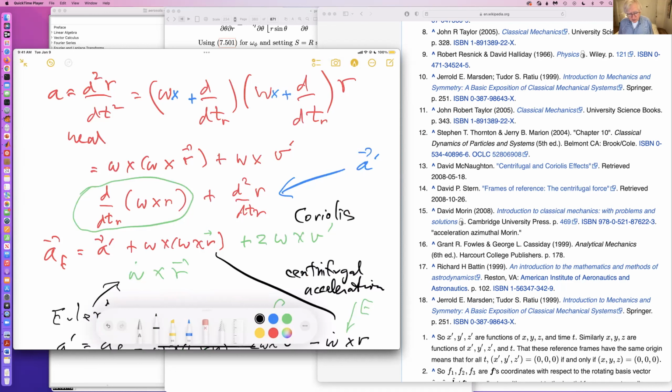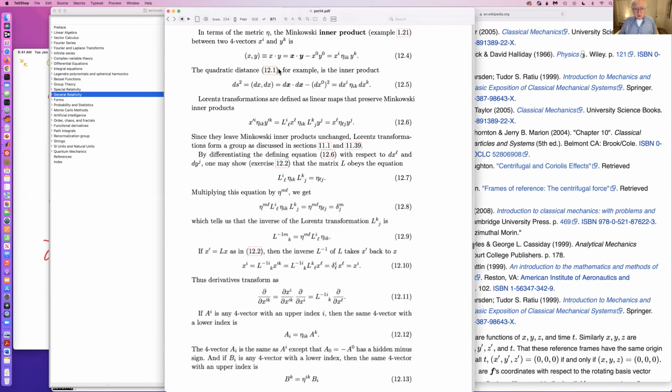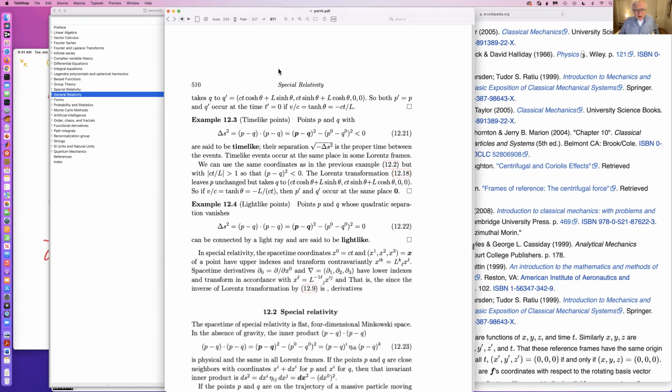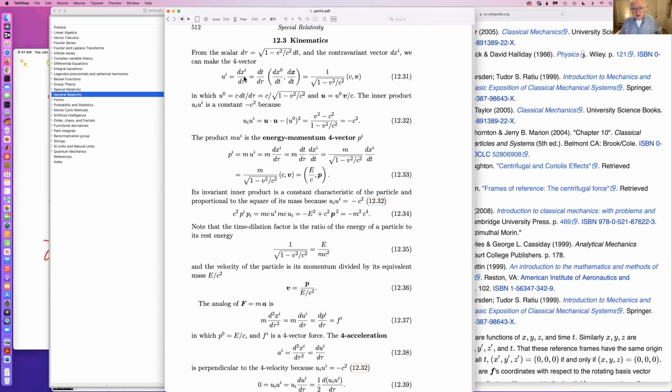But then what you have to do when you go to special relativity is keep in mind what positions and times are in different inertial frames. And in particular, for the kinematics, you've got a four velocity here that's c times the ordinary velocity divided by this square root. And momentum is then very simple. It's this four velocity times the mass gives you the momentum.